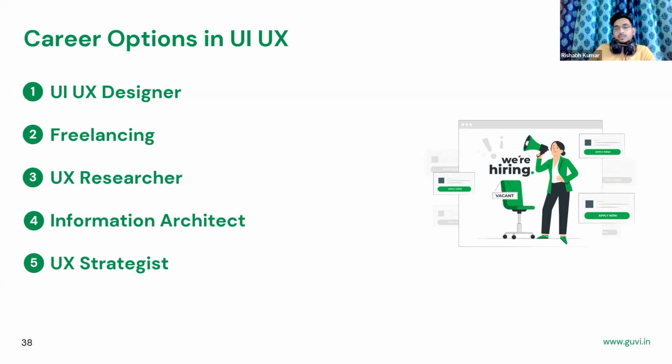Also, the fifth one is UX strategist. The strategist is the first phase of any product. The strategists ask why we need the product, the reason behind the product which is going to be made, for whom we are going to make it, and why they are going to use our product. These questions or scenarios are taken up by UX strategists. They make a strategy for the business goals that they are aiming to accomplish with the product. So these are basically the main five. There are many more, but these are the five major roles in career options for UI UX.